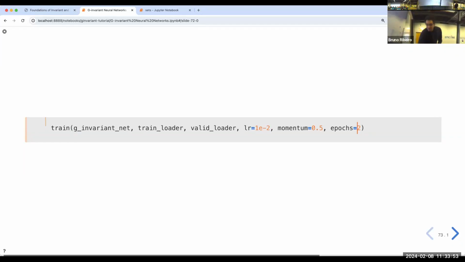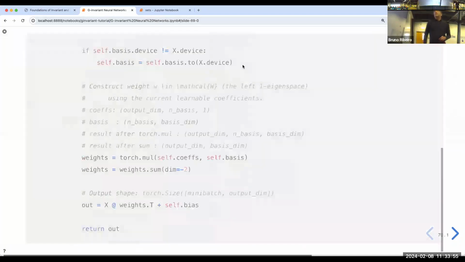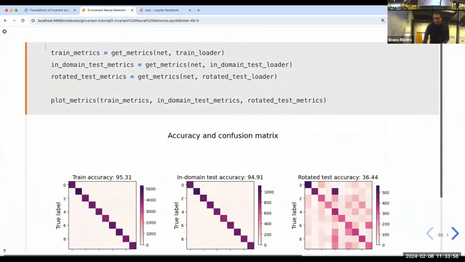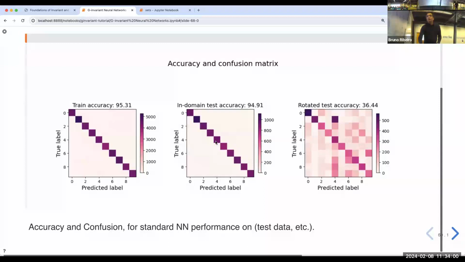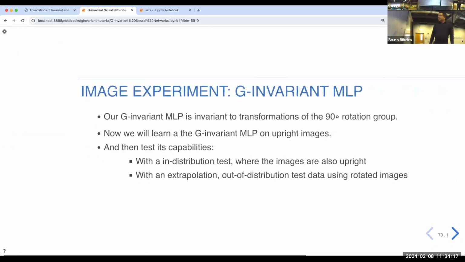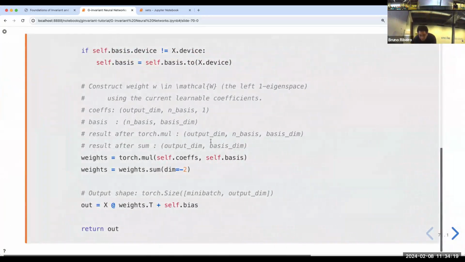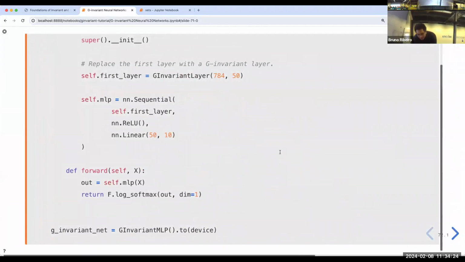Okay, so let me go back. Hope it's done. Oh yes. Okay, so this is the confusion matrix, right? There are 10 classes for the MNIST. This is the in-domain test accuracy, 94%, highly accurate. This is the accuracy when you rotate. Pretty bad, right? And now we are going to go through this, and do not worry, 2 epochs.